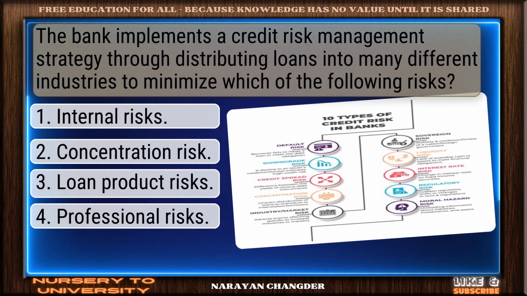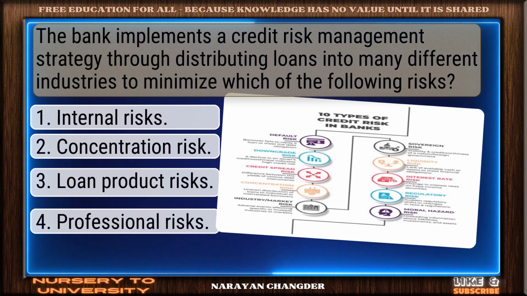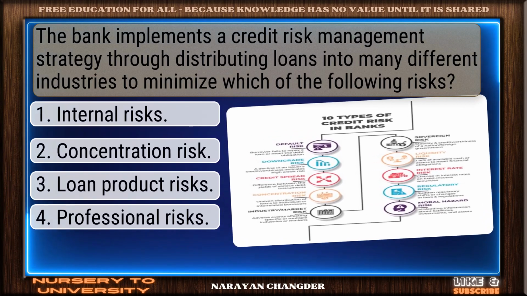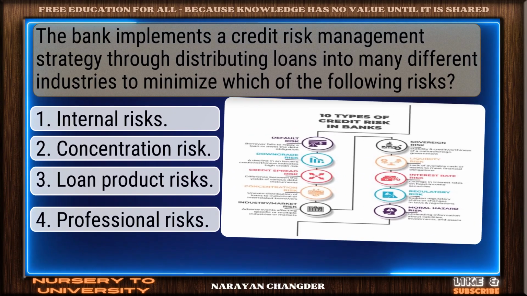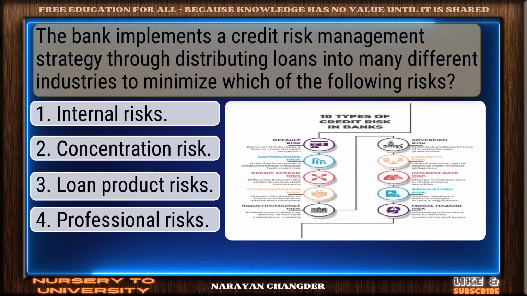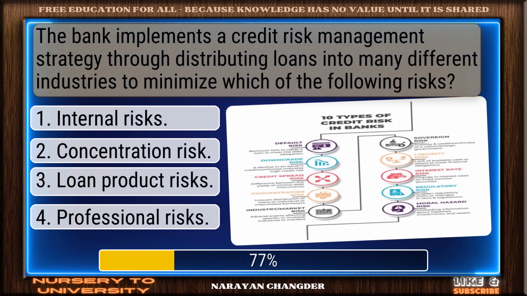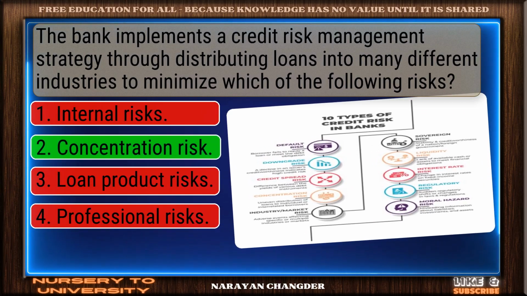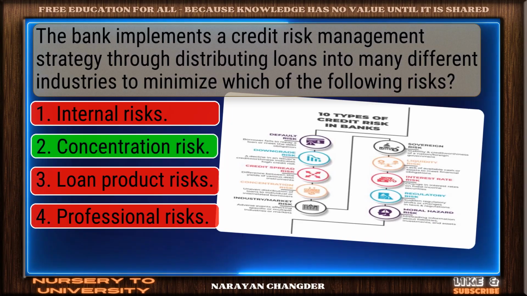The bank implements a credit risk management strategy through distributing loans into many different industries to minimize which of the following risks? Right choice. Concentration risk is the best answer.